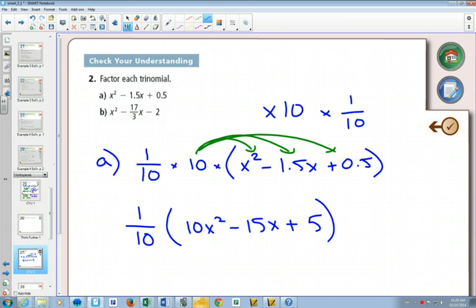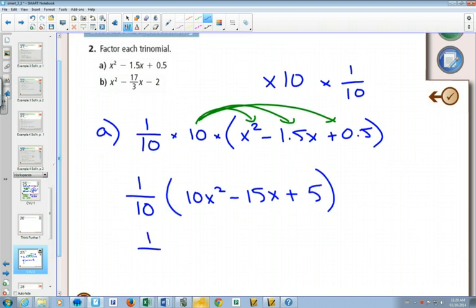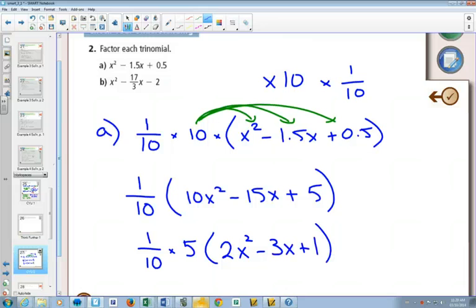Is there a common factor? Because that's something you check always first. 5. So I'm going to pull out a 5. I would still have 1/10 times 5 now. And I'll put those together in a bit, but just to show you, I'm pulling out a 5, leaving me with 2x squared minus 3x plus 1.